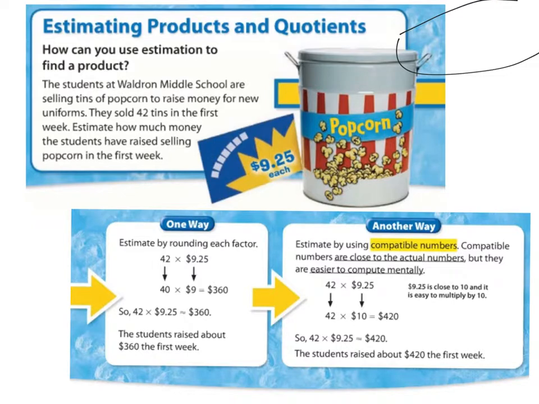First, I know that 9 is kind of close to 10. I mean, 5 would be farther away from 10, but 9 is pretty close to 10, so let's round that to 10, because I know that anything you multiply by 10 is pretty easy to solve. So then we can just keep 42 at 42, and 42 times 10 is 420. So then our answer would be the students raised about $420 the first week. Notice how these are a little bit different. They're a little bit close, but you will get different answers in estimating because it's not the actual answer.